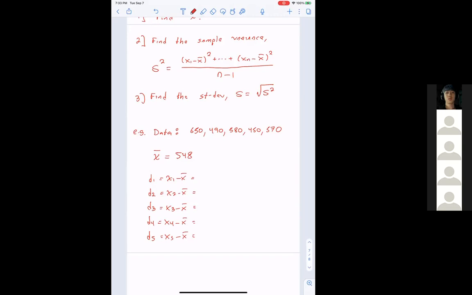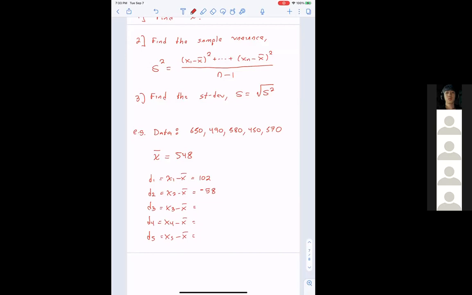It'll be 650 minus 548. Correct, which is what? 102. What's the second deviation? It'll be 490 minus 548, which becomes what? Negative 58. Yeah, 58. Okay. I agree with all that except for the uncertainty halfway through, but I agree with your final answer.